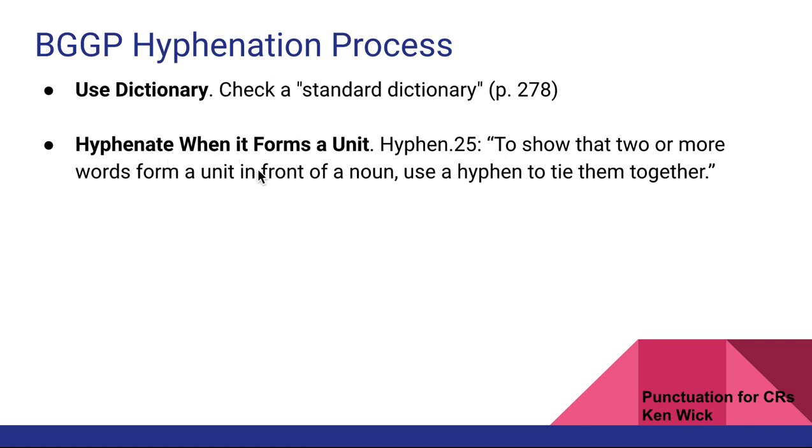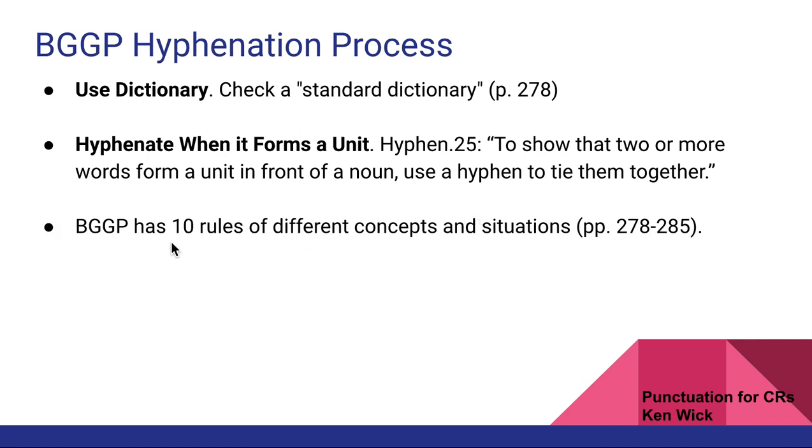And then, instead of having a bunch of patterns, it has just a general rule. Rule 25 says, to show that two or more words form a unit in front of a noun, use a hyphen to tie them together.